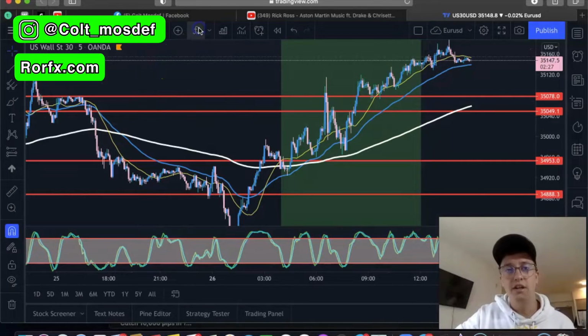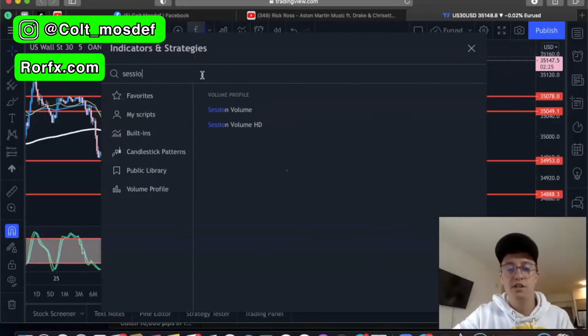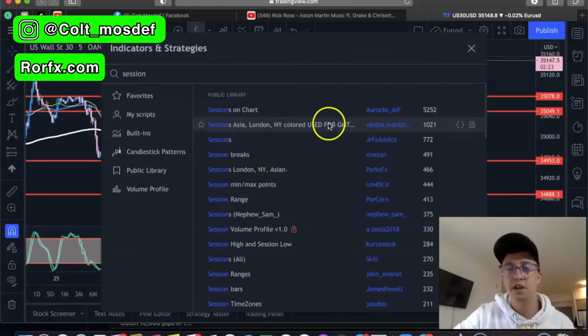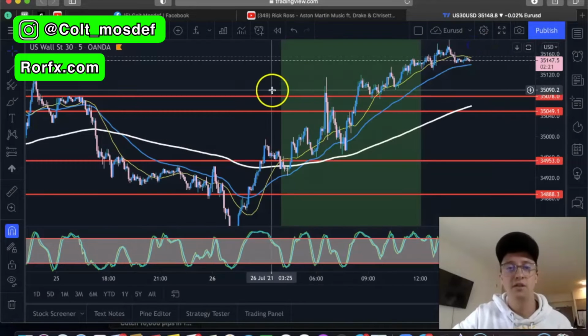So if you go right here to the indicators and you type in session, it's going to be right here, this colored one. Love it. Shout out to the guy who made that.